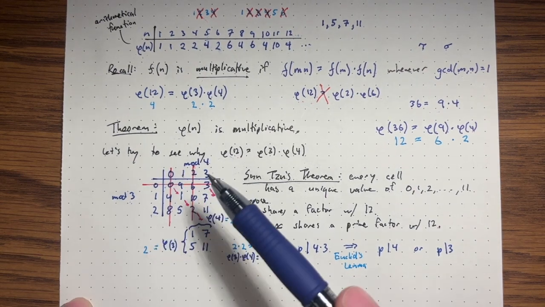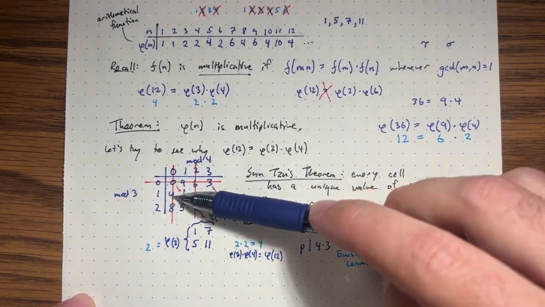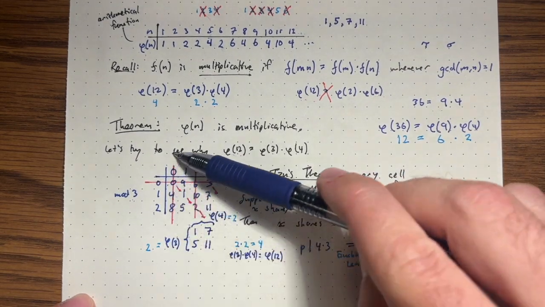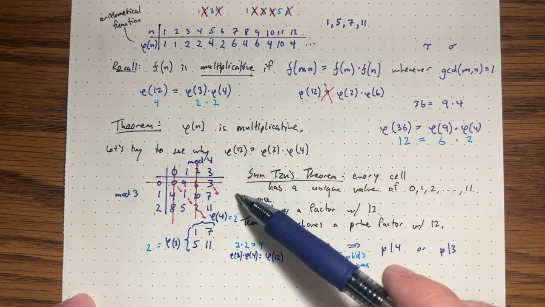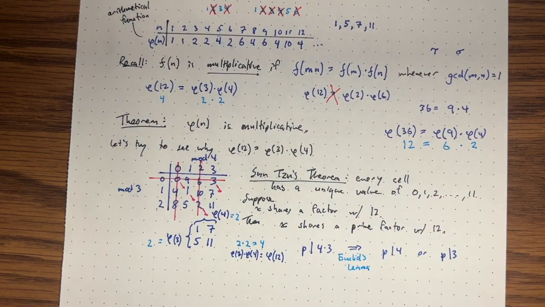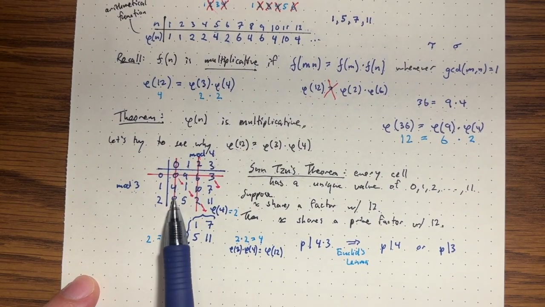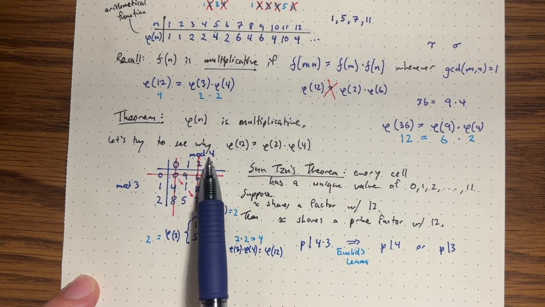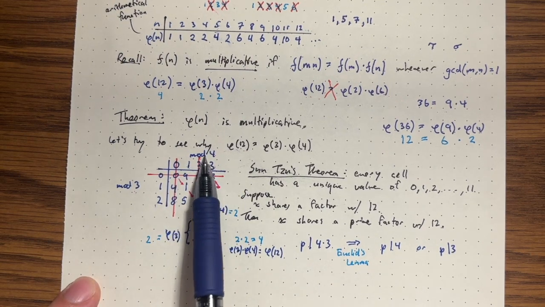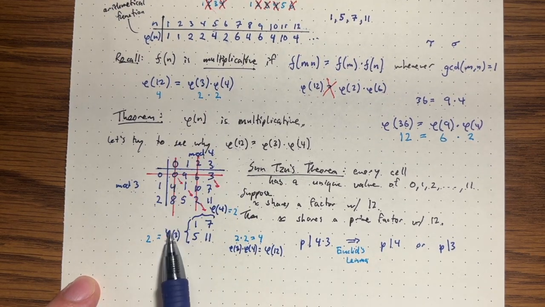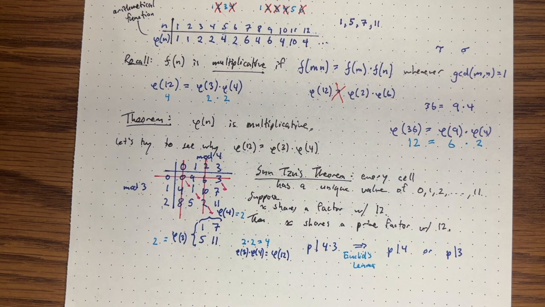And importantly, we realize that if we cross out something that shares a factor with 12, then we end up crossing out a whole column or an entire row, because of Euclid's lemma, essentially. If I share a factor with 12, I have to share a factor with 4 itself or with 3 itself. If I share a factor with 4 itself, then that whole row is going to be crossed out, or the whole column. Okay, that's the idea.